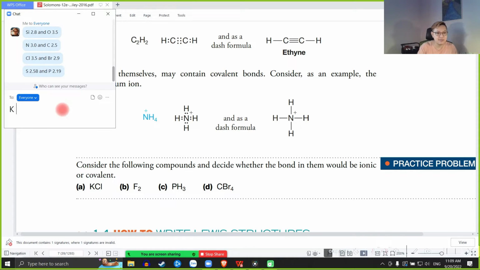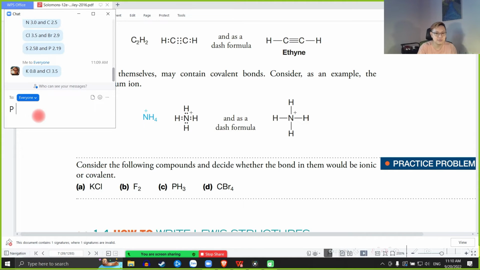So K, how much is K? How much is Cl? For K, it would be 0.82. Yeah, 0.8. And okay, for chlorine, this would be 3.16. 3.5, sorry. Okay, so what kind of bond is this? Ionic. Of course it's ionic. This one, the KCl, is a salt. Ionic compounds form salts. Okay, how about F2? Nonpolar, of course. It's 4 and 4. So 4.0, 4.0, nonpolar.